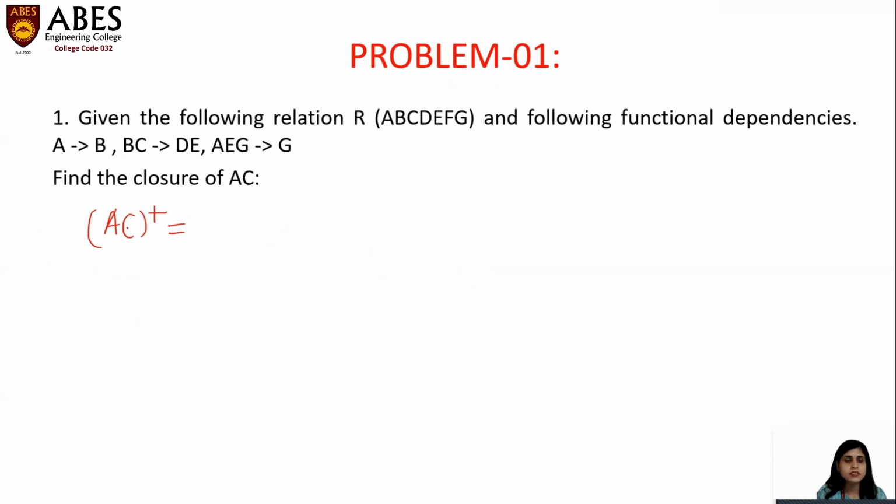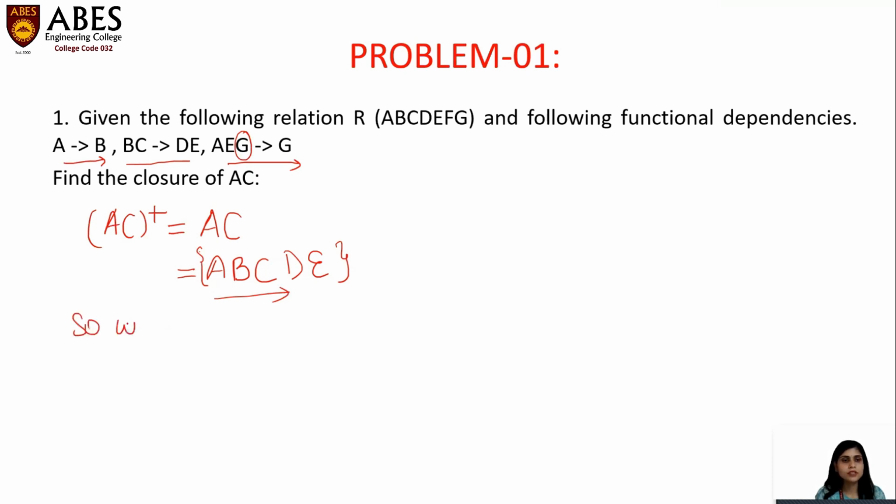Since we are finding the closure of AC, in the closure we will have AC, of course. Then from A, we can determine B, so we can write B here in the closure. And from this functional dependency, from BC, we can determine DE as well. We cannot use this last functional dependency because to use it we require AEG, and we don't have that here. So the closure of AC will contain the attributes A, B, C, D, E.